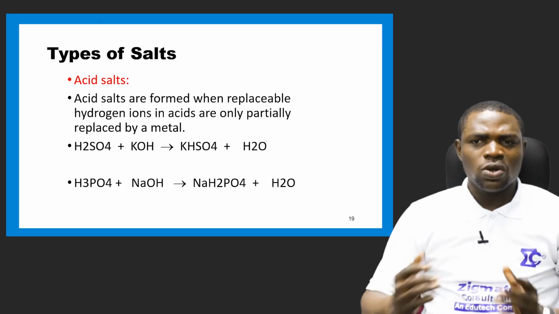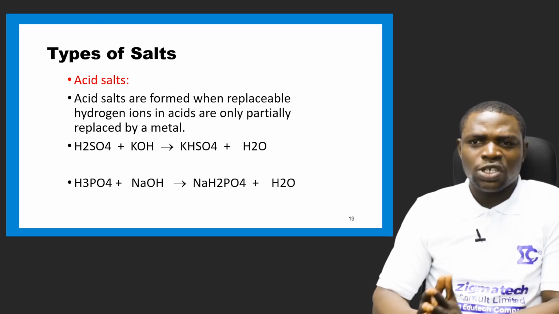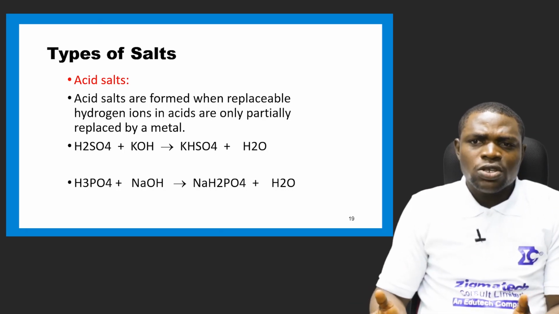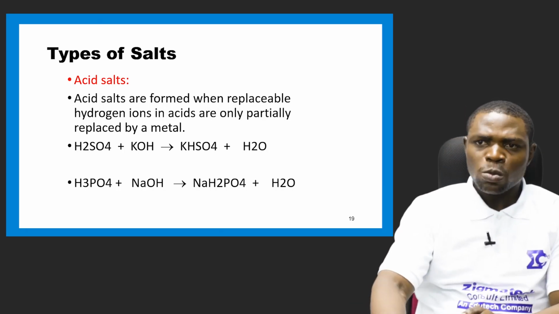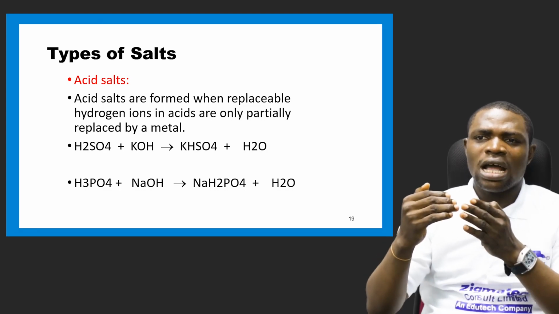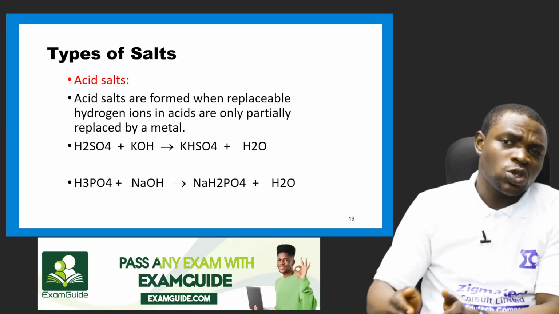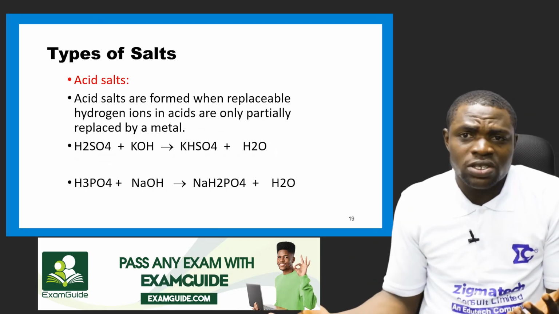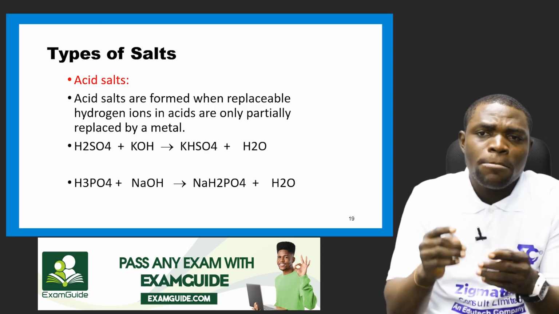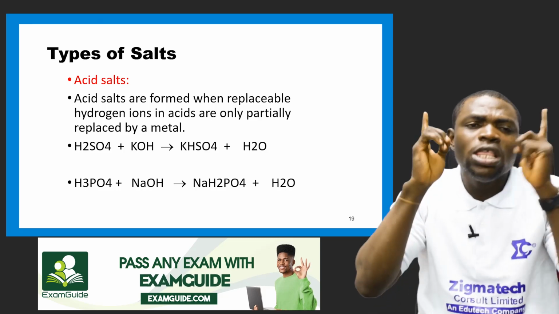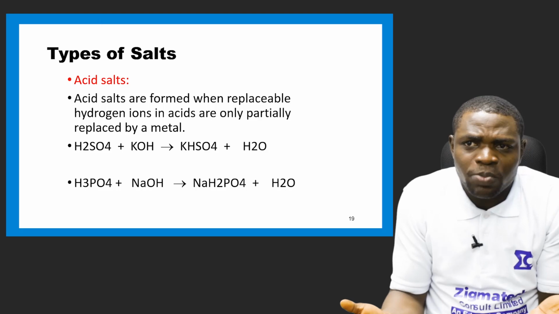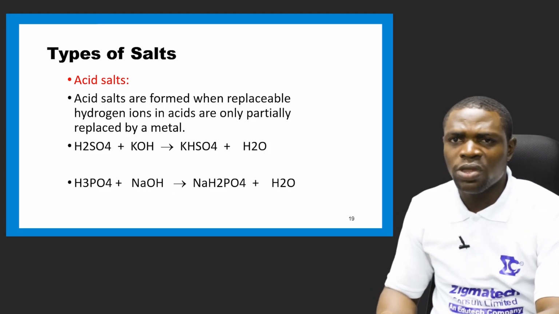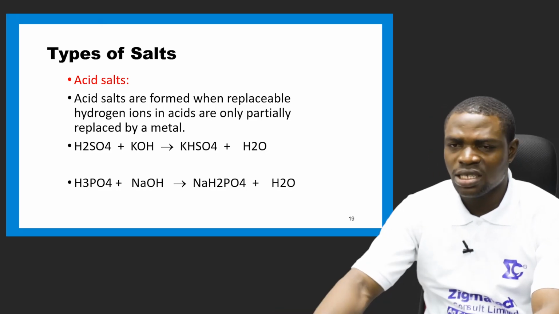Now take for instance, tetraoxosulfate(VI) acid, bombarding it with potassium hydroxide. What do you have? You have potassium sulfate and water. So it means that from here, the hydrogen ion from the acid is not completely replaced. We have two hydrogen ions, only one was replaced. So it's not completely replaced. So we call it partial replacement, and such chemical combination results in what we call acidic salt.